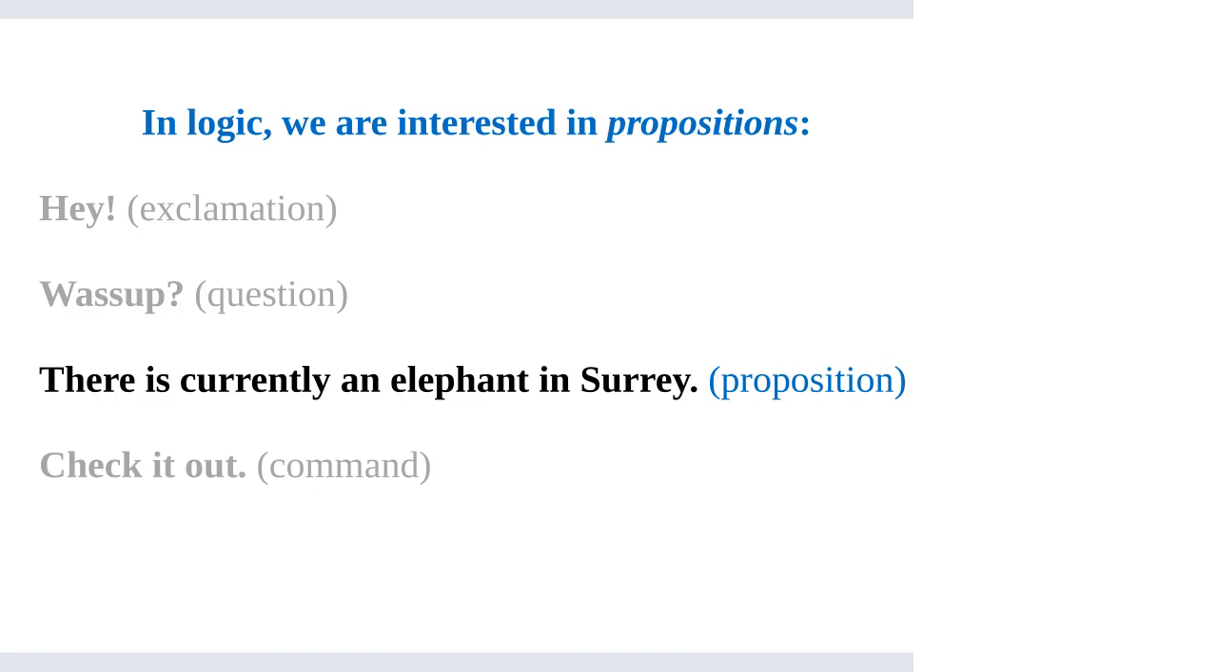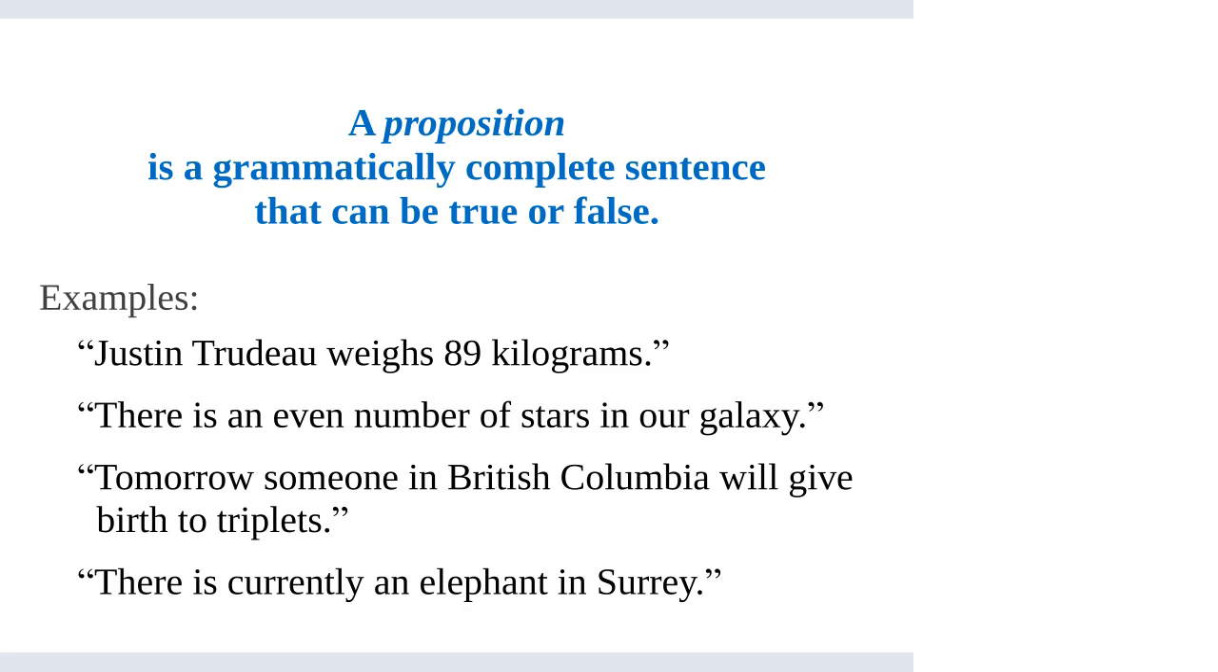So we're going to be interested only in propositions in this course. So we're going to forget about all the other stuff. It's going to be fluff. We're going to trim it whenever we see a passage. If we see things like that, we just trim that. We're not interested in that. And propositions, as I've just mentioned, are possibly true or false. They're grammatically complete sentences that can be true or false.